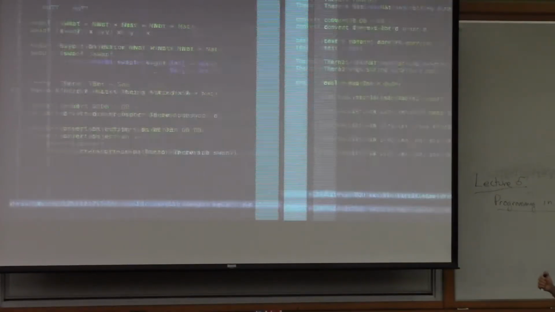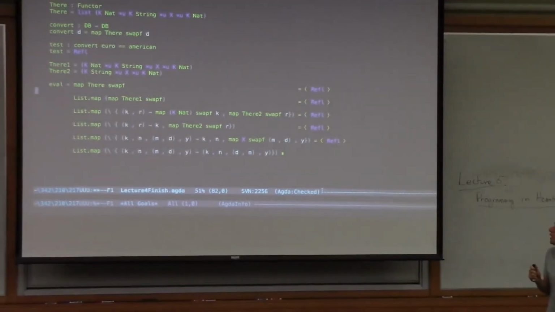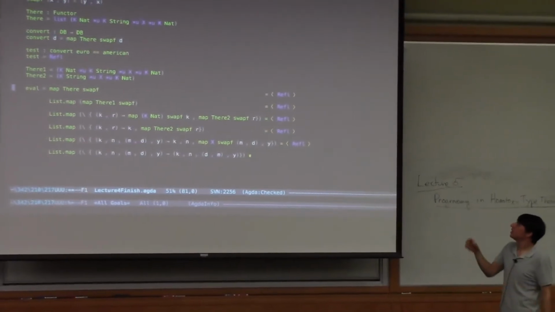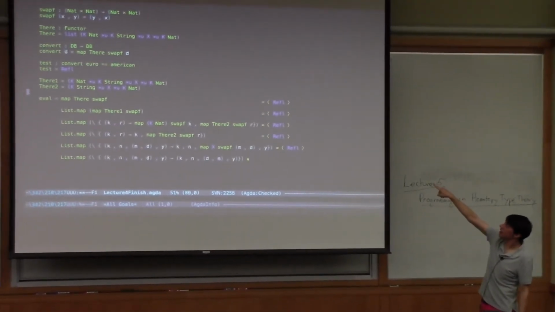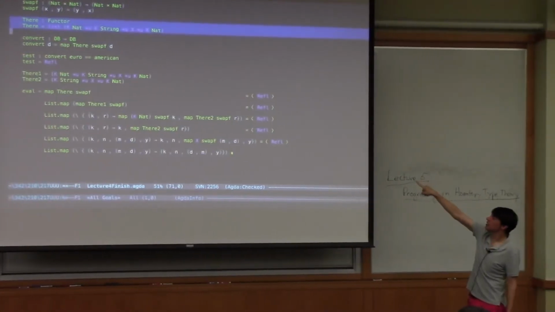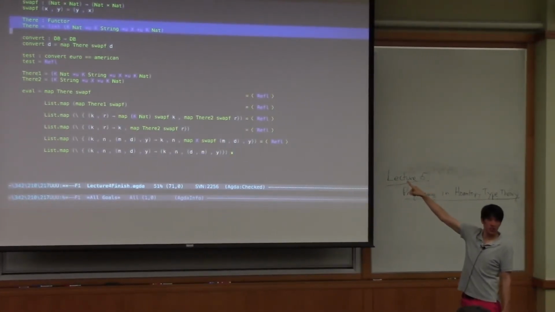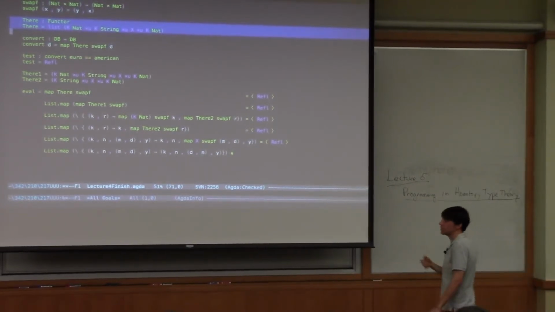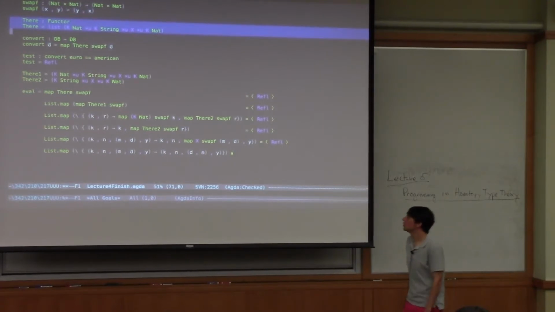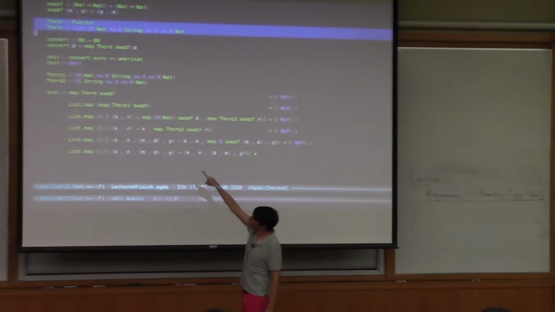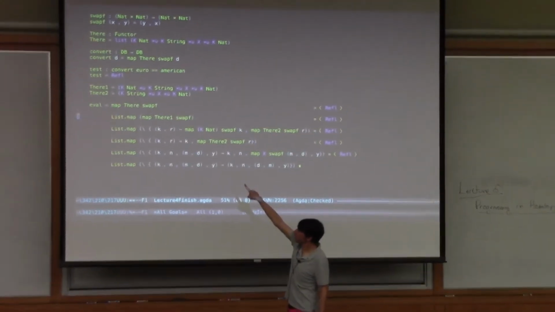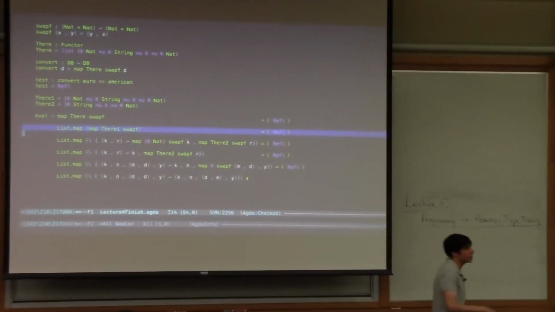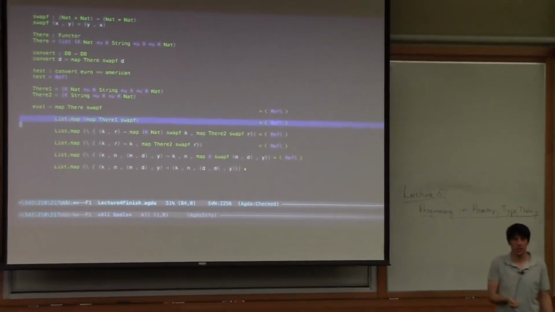So if we step through the evaluation of map there swap f, okay? So we're saying for the, let's see, is there on the screen? Yeah, so up there is the functor that's list of stuff, right? So if you think about how the map function that we wrote yesterday runs, when you map the list functor, what that turns into is list.map in the second line here, on the recursive call map there one swap, right? Because we defined map for list to be list.map.